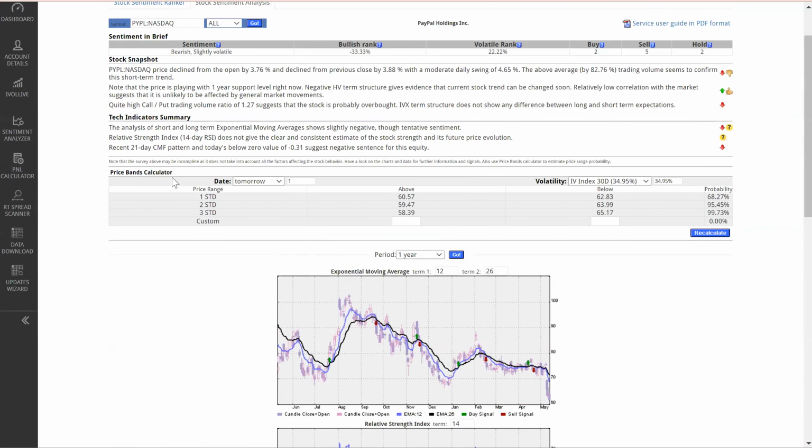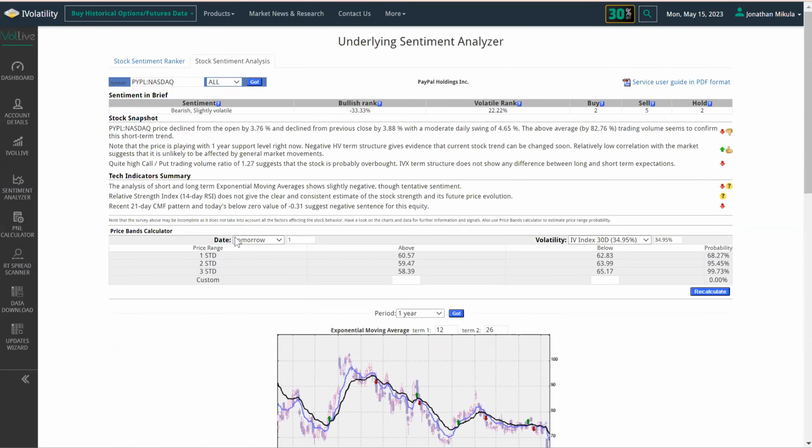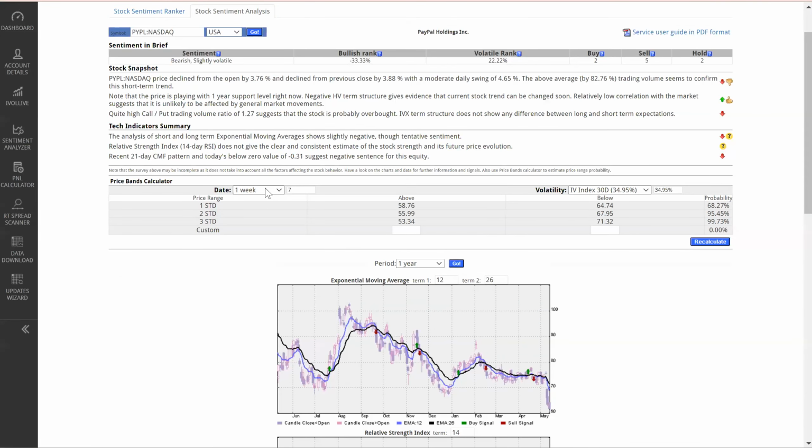Another cool thing I use from the sentiment analyzer is the price bands calculator. So remember, our option expires 1 week from today. So I could, instead of looking at probabilities for tomorrow, look at probabilities 1 week out and hit recalculate. Depending on what your trade thesis is, you could look as far as 1 year out. You could look as close as tomorrow if you're a super short-term trader. In my case, we went to 1 week because that's the expiration we've been evaluating.